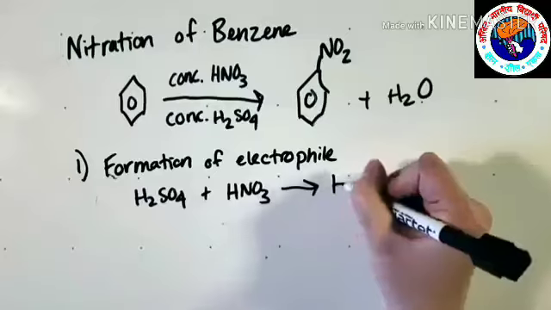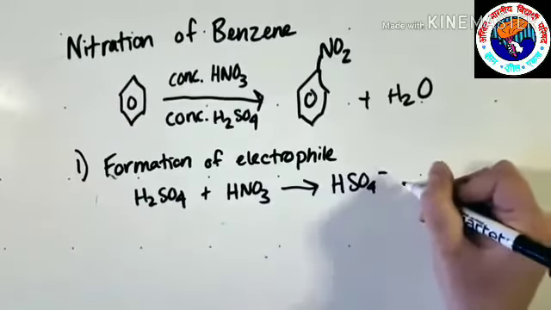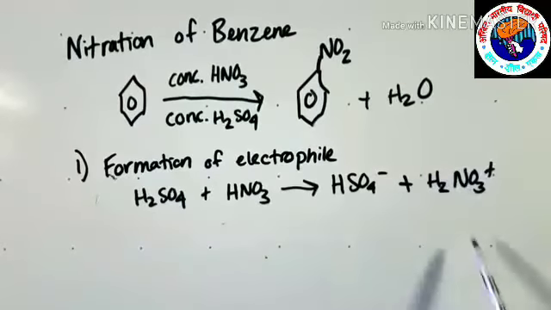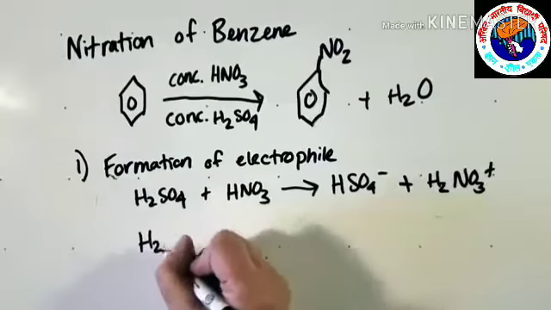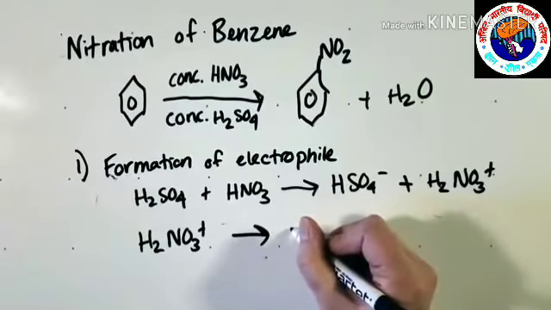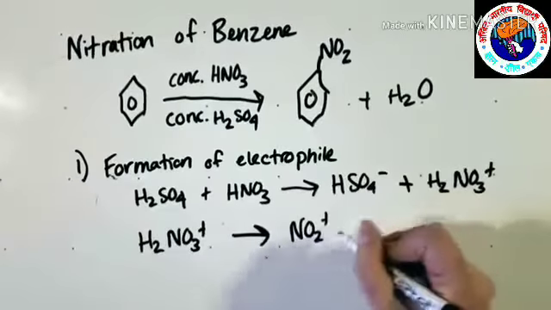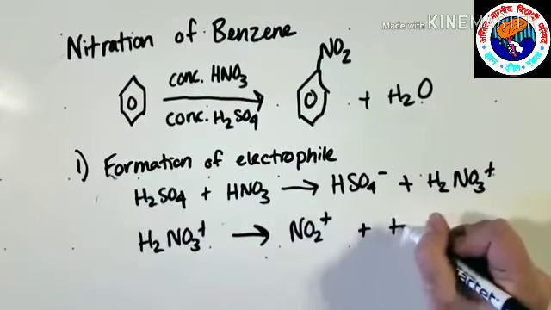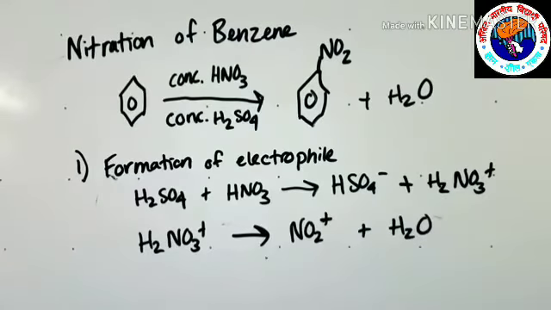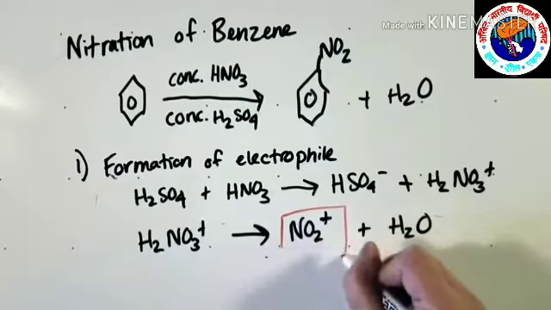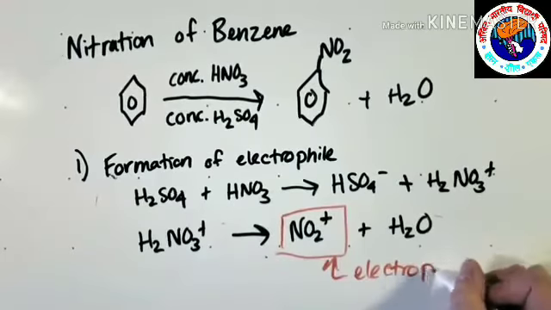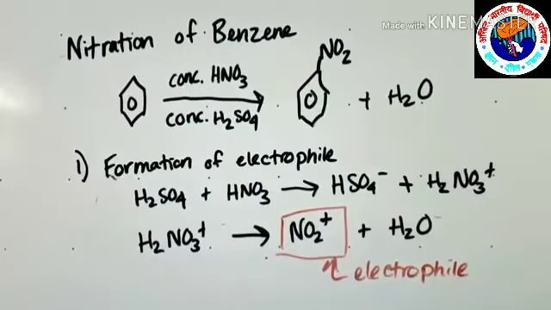Here, we're going to make HSO4 minus and H2NO3 plus. And it's this species here, H2NO3 plus, which goes on to our NO2 plus and H2O. So that there is our electrophile. So that's the making of our electrophile, and you will need to know these equations for the making of that electrophile.